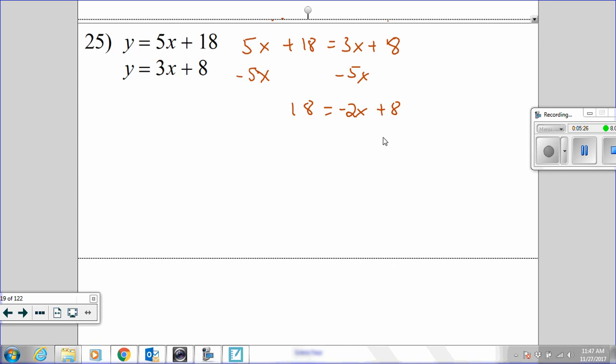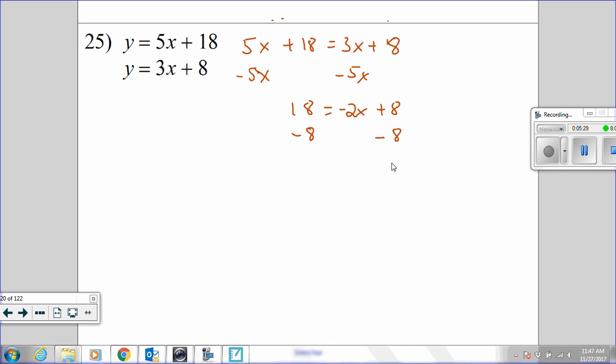All right, next I'm going to subtract 8 on both sides. That's going to give me 18 minus 8. And that's going to get me, let's see, yep. It's going to give me 10 is equal to negative 2x. Okay, and once I get here, I'm going to divide by the negative 2 on both sides. And 10 divided by negative 2 is negative 5 is equal to x.